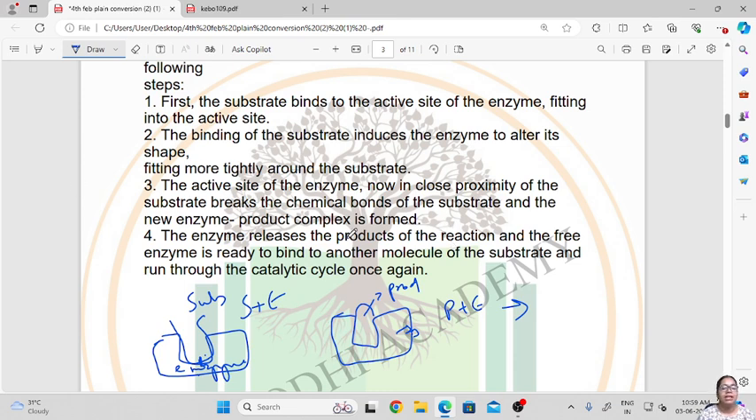The enzyme releases the product of the reaction, and the free enzyme is ready to bind to another molecule of the substrate and run through the catalytic cycle again. So then what happens is, your enzyme will leave the product. And we all know that whenever a chemical reaction is taking place, a new product is formed. And this is how the enzyme is helping in the formation of that new product.